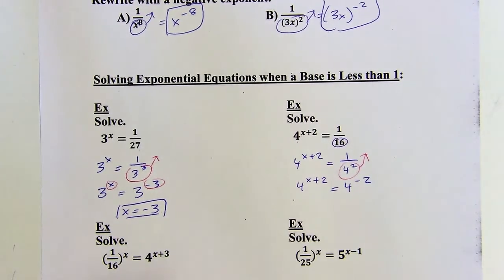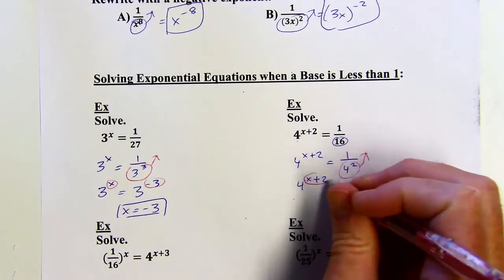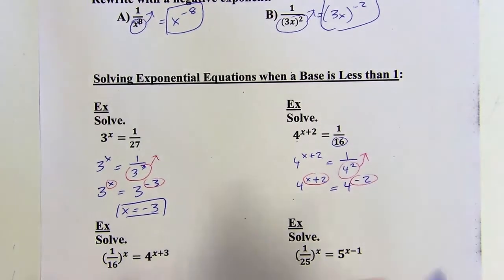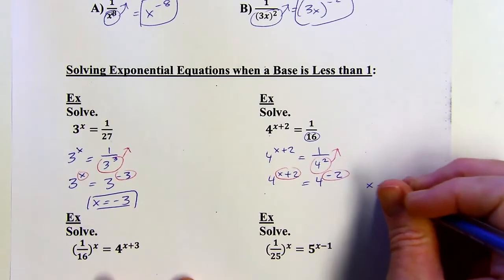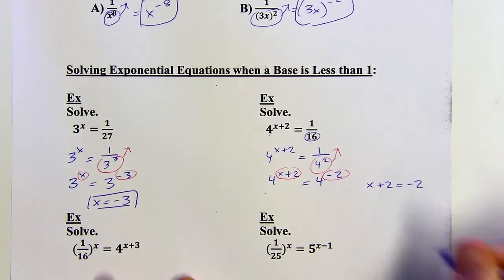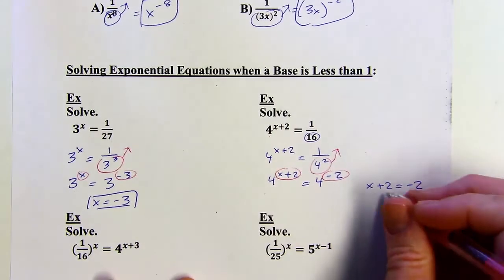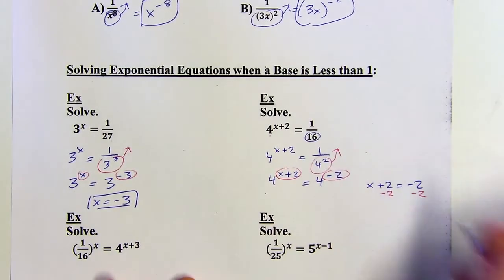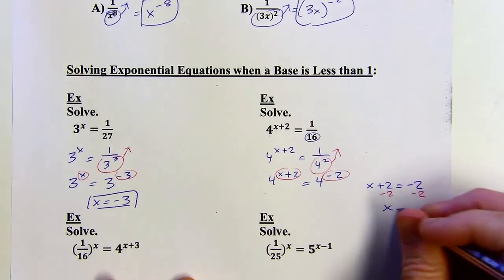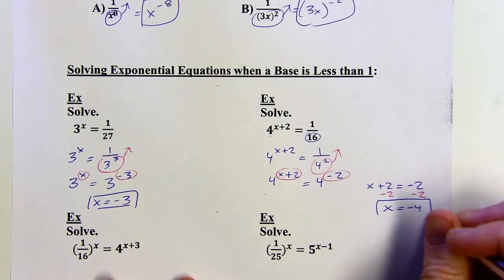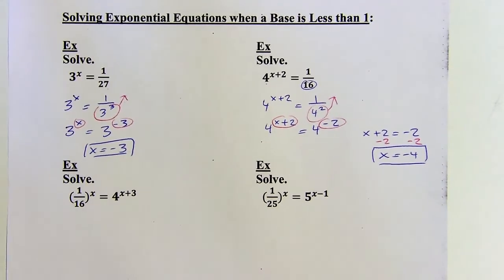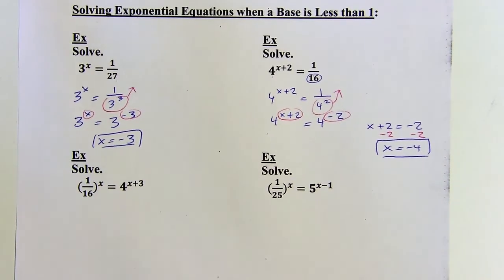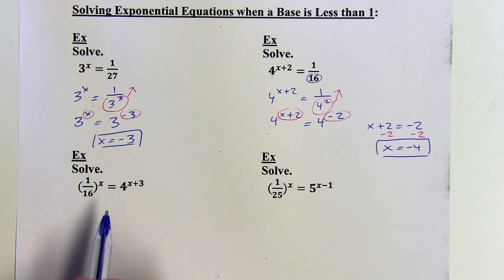Okay, now I've got both sides with the same base, so I can set these exponents equal to each other. I'll move off to the side here because I'm running out of space. So x plus 2 would equal -2. And then to isolate x, we'll subtract 2, and x is going to equal -4. And as always, you can check your answers by plugging them into the original equation, seeing if they work. Okay? All right.